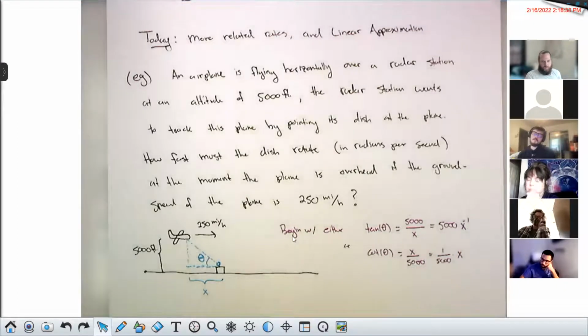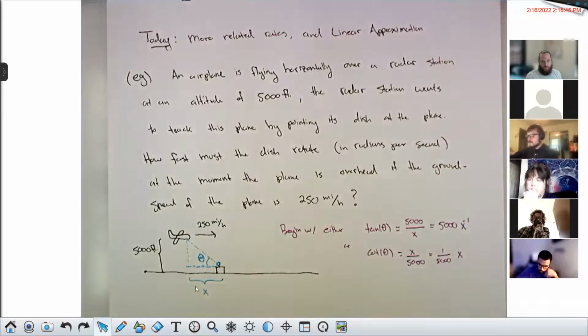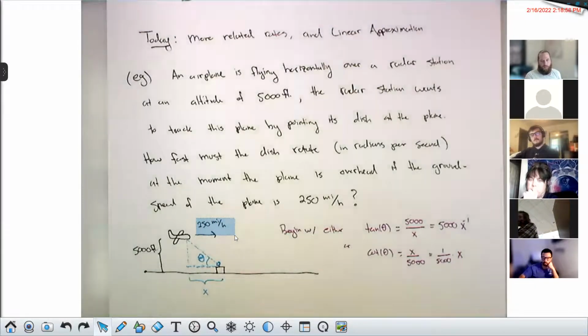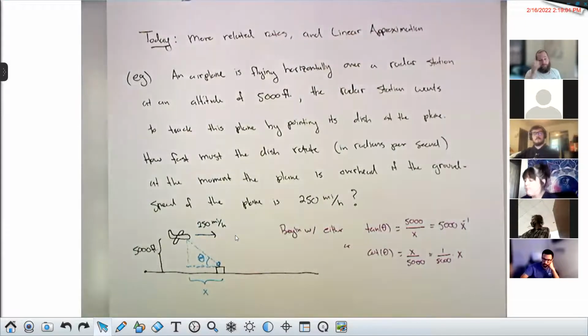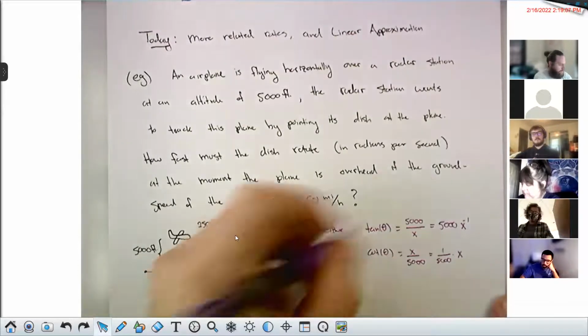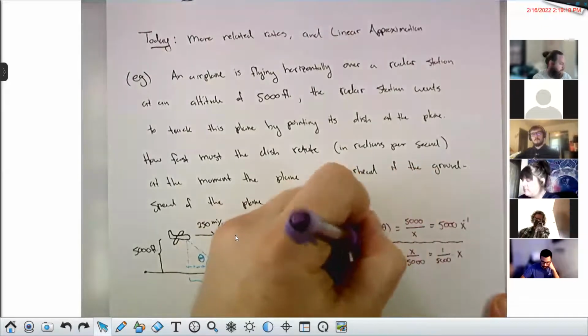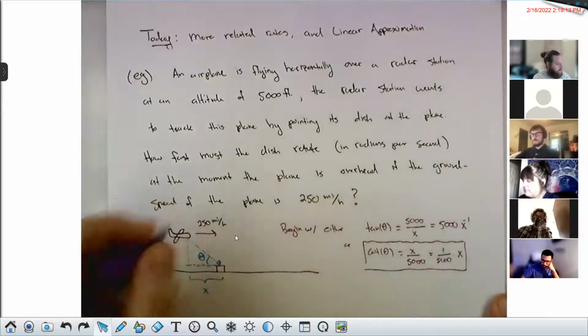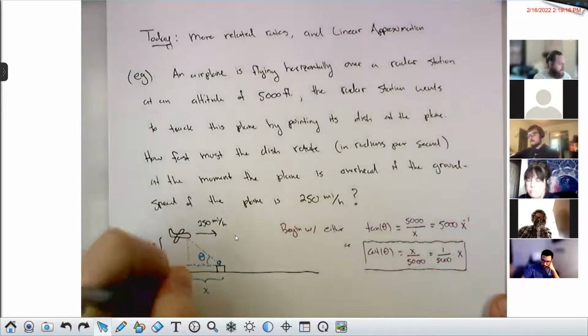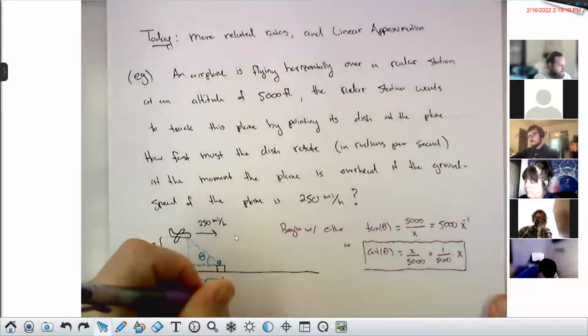The other thing we need to do, like I said, is unit conversions. So this 5000 is in feet, and this speed is given in miles per hour. We want the rate of rotation, which is going to be d theta dt, in radians per second. So I need to convert this speed into feet per second. That would be my game. That way I can just mess with one thing and get all the units agreeing with each other.